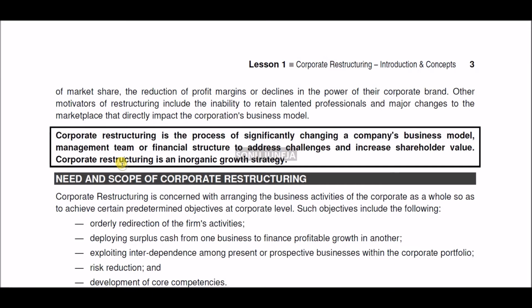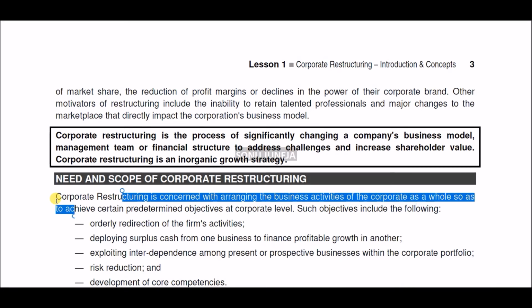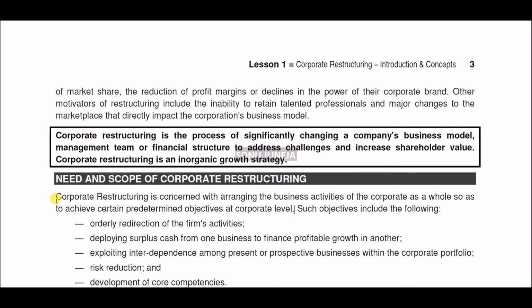So what is the need? What is the need and scope of corporate restructuring? Corporate restructuring is concerned with arranging the business activities of the corporate as whole so as to achieve certain predetermined objective at corporate level. So such objective include the following.